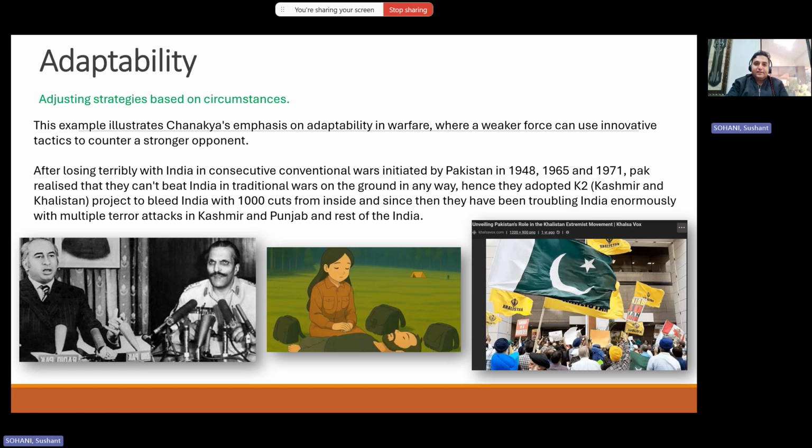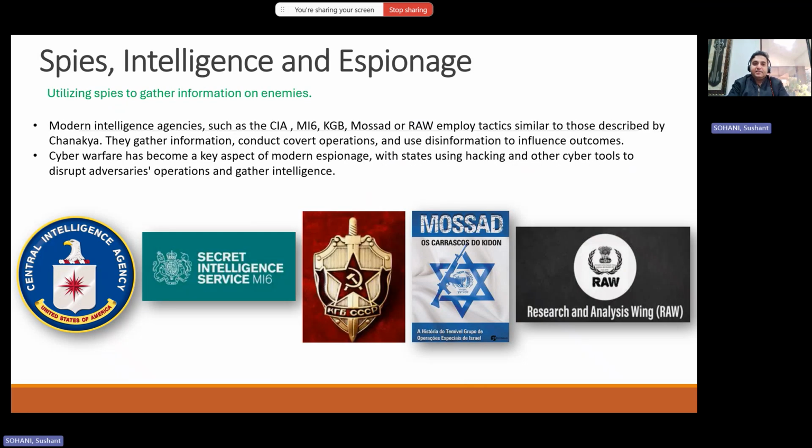Okay, let's see the fifth one: spies, intelligence, and espionage. Another huge topic to discover. I'm just giving you the intro right now. Modern intelligence agencies such as the CIA, the Central Intelligence Agency of the United States, MI6 of the United Kingdom, which has been active since the UK used to rule the world, the third one, the KGB from the Soviet Union time, still run by Russia, Mossad from Israel, and the Research and Analysis Wing, RAW, from India. These are the top five agencies which have been active across the world. They employ tactics similar to those described by Chanakya. They gather information, conduct covert operations, and use disinformation to influence outcomes.